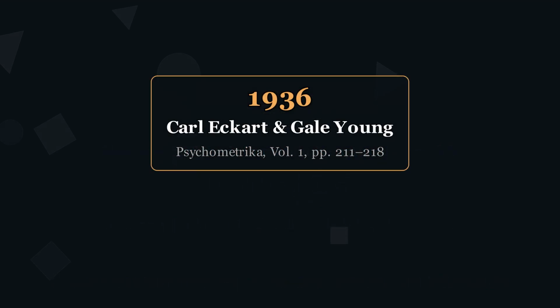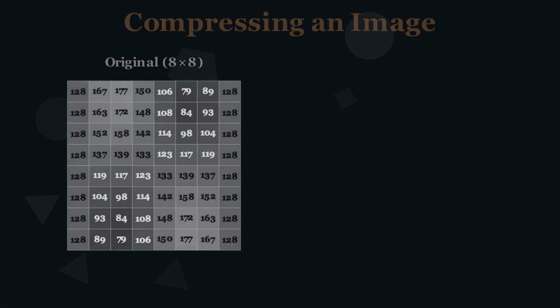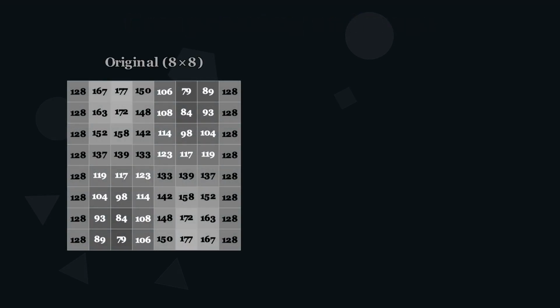In 1936, Carl Eckart and Gale Young published this result in the journal Psychometrika. Nearly 90 years later, it remains one of the most important theorems in applied mathematics. Now let's see what this theorem can do with actual data. Here are 64 numbers arranged in an 8x8 grid.